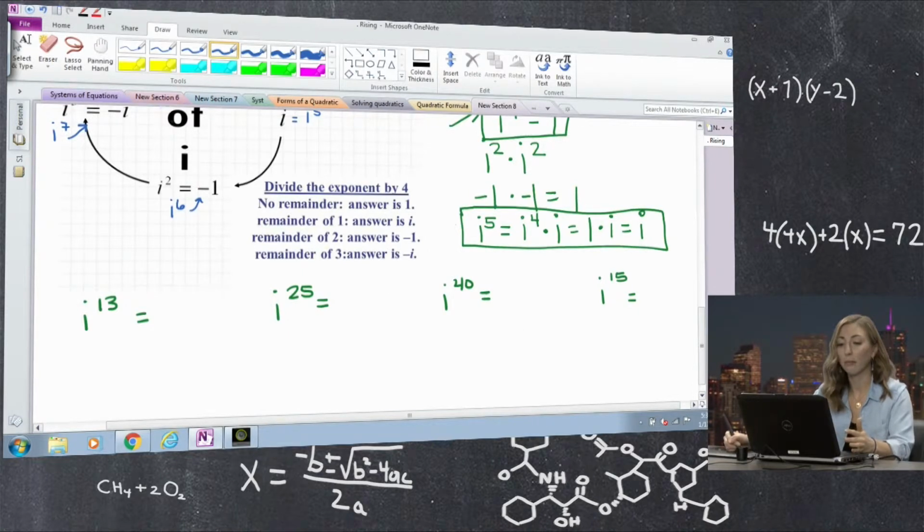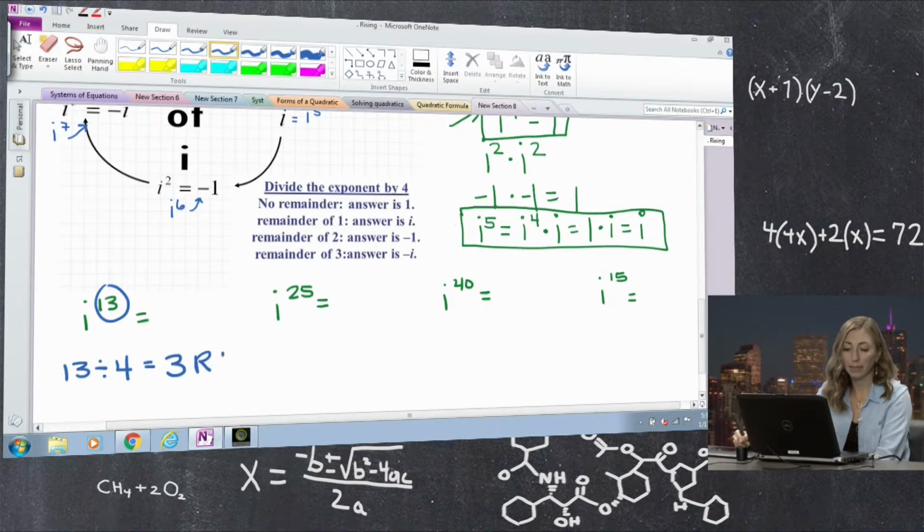So we can simplify a power of i by dividing that power by 4, because every power of 4 is just going to equal 1, and 1 times anything is just itself, it doesn't change anything. So if I take this power of 13, I divide this by 4. 13 divided by 4 is going to give me 3 with a remainder of 1. There's going to be 1 left over. So that means I'm going to have 3 i powers of 4 with a remainder of 1 left over.